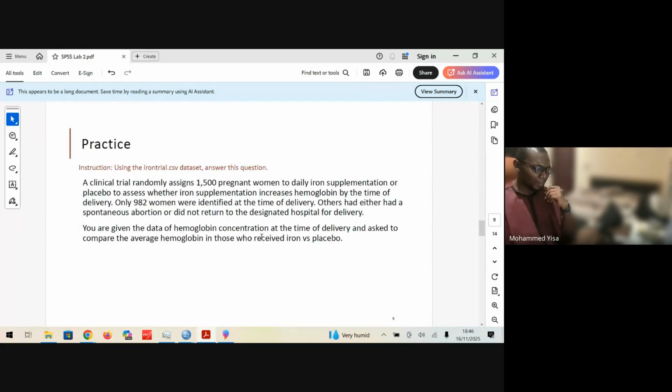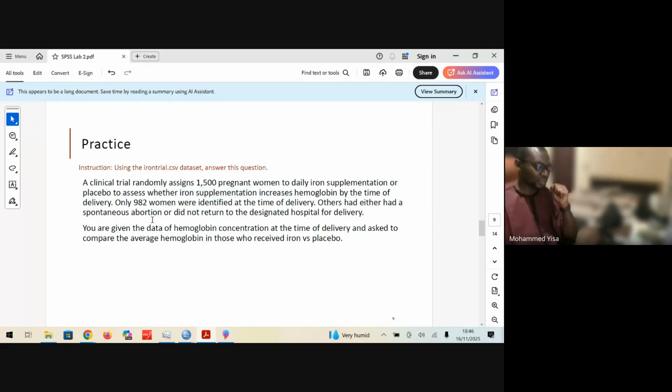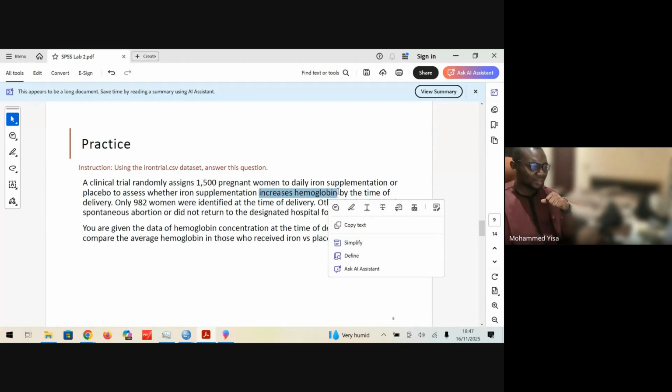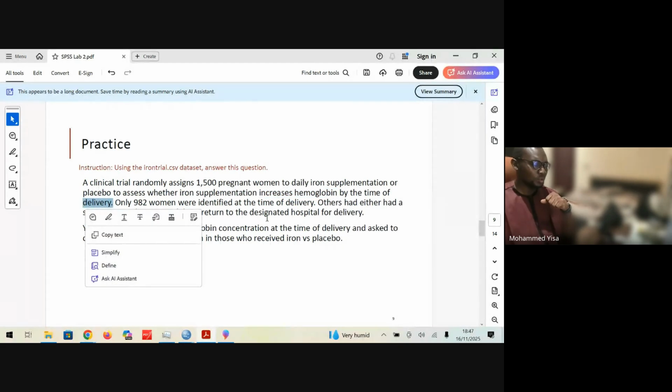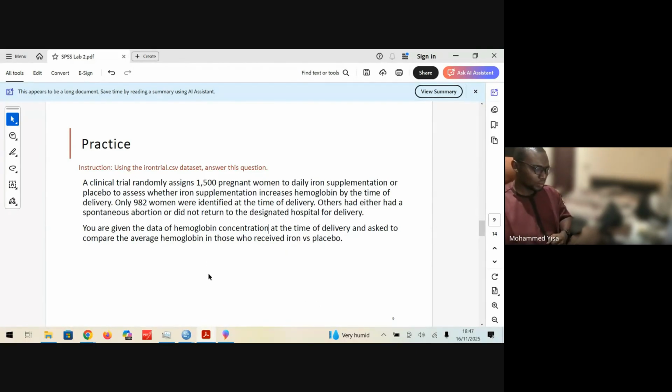So the question is for you to check between the people who received iron and those who did not receive iron. Check to see if the hemoglobin increased at the time of delivery. So just like we did systolic BP 1 and 2, you are going to use variables from that data set to compare. So this is for practice. I'm not going to demonstrate that.